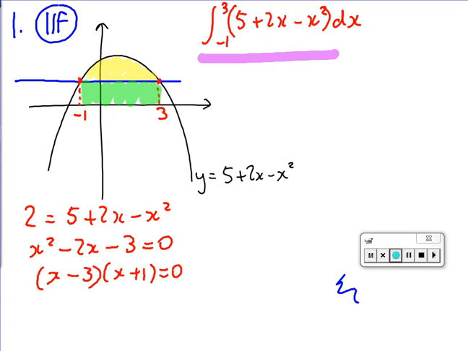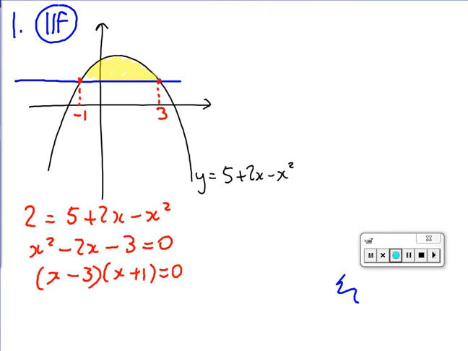We're not actually going to do that, although you could. What we're going to do is a little trick. We're going to use the fact that we can actually take off the equation of the line from the equation of the curve and then integrate that and find the yellow area directly. So let's just illustrate what we mean there.